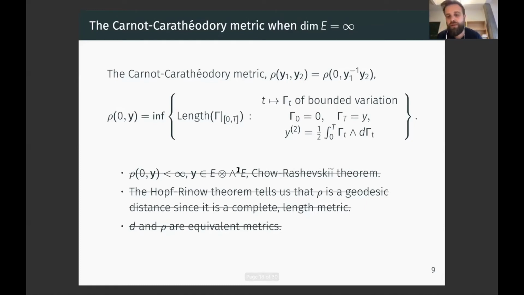So if we go to the infinite dimensional case, we lose all of these. If we want to prove something like this, we need to get around the fact that we don't have any. The Hopf-Rinow theorem doesn't work because we're not locally compact. Chow-Rashevsky doesn't really exist. In Hilbert manifolds, it tells us that we can reach a dense set, but that's about it. And generally, these metrics will not be equivalent.